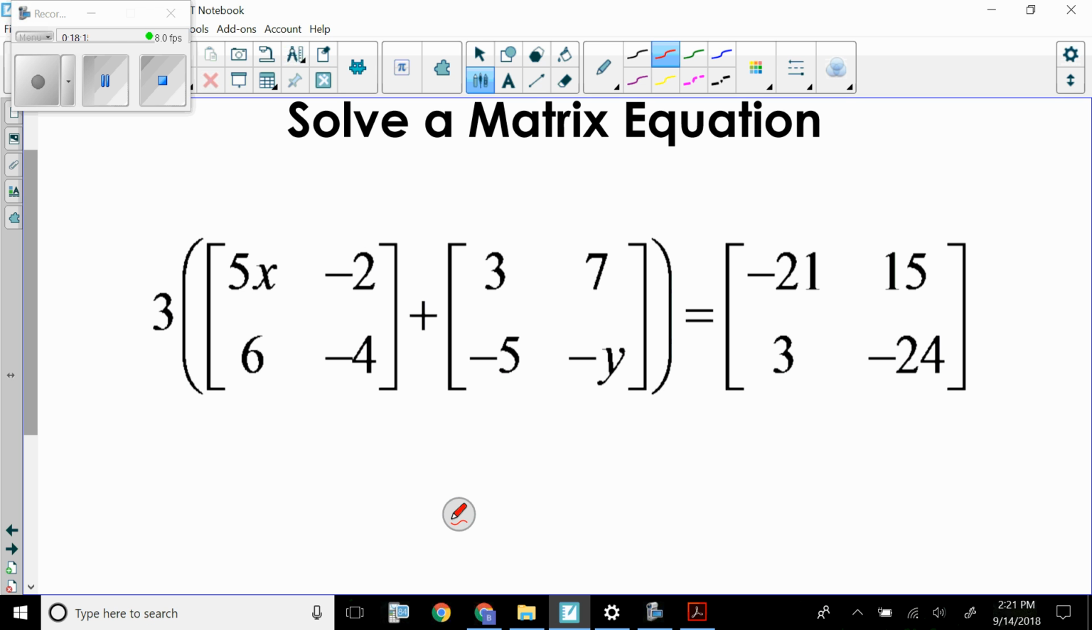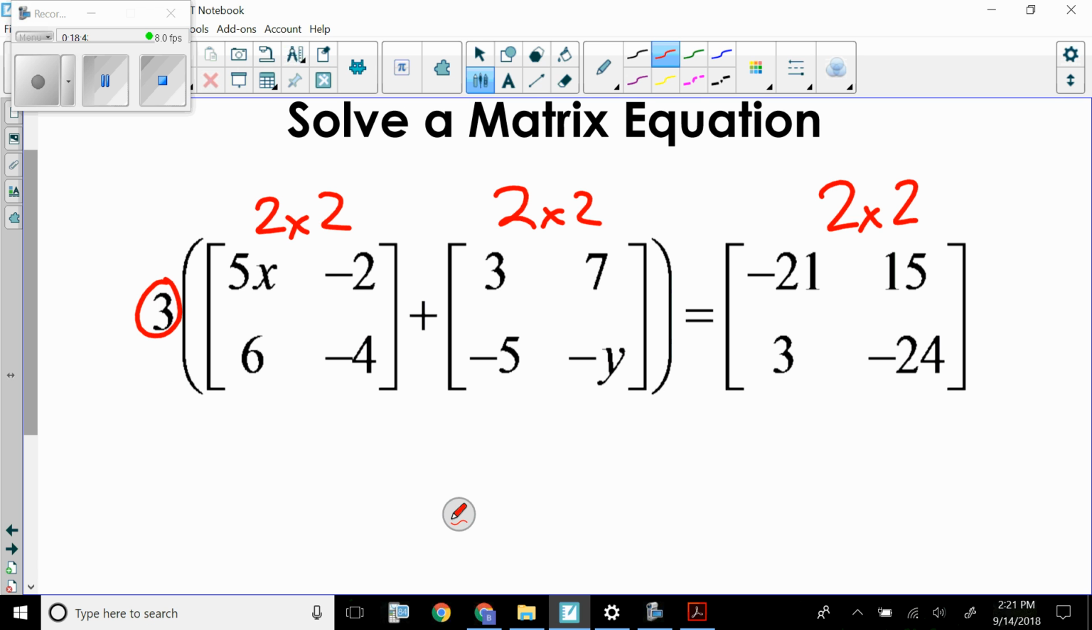Here it appears that I have a 2x2 plus a 2x2, which, remember, should give us a 2x2 at the end. And then I just multiply each of their values by this scalar of a 3 out here. And even if I multiply a 2x2 matrix by a scalar 3, I will still get my 2x2 at the end.